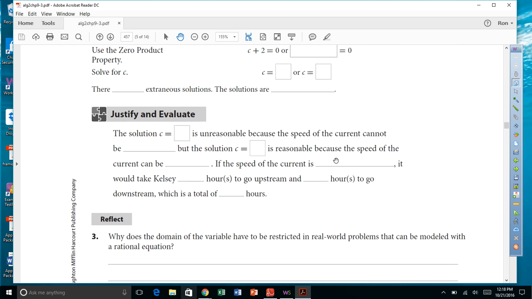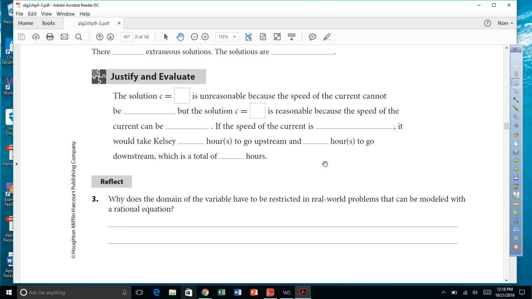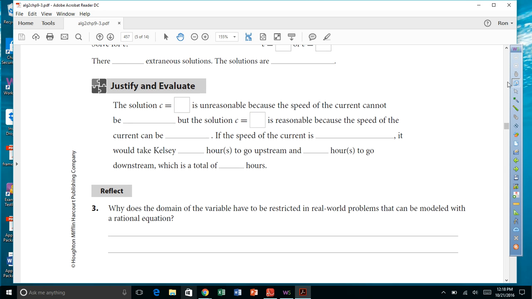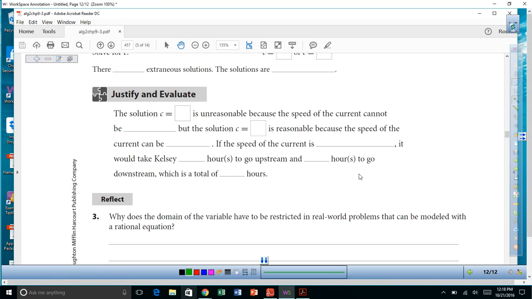Negative 2 and positive 2. There are no extraneous solutions. 2 and negative 2 are not excluded values, so they can't be extraneous solutions. No extraneous solutions. And the solutions are c equals negative 2 or c equals 2.